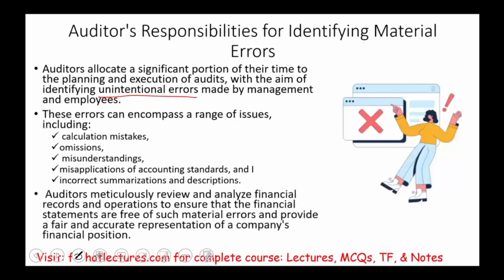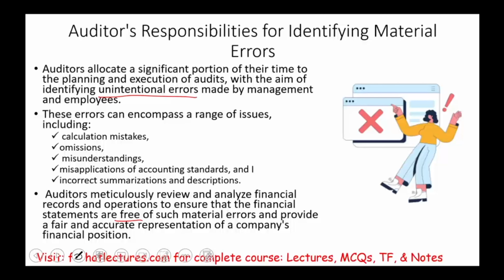Now, auditors review and analyze financial statements and operations to ensure that the financial statements are free from such errors and provide a fair and accurate presentation of the company's financial position. So what's their responsibility? To find those errors. Are they going to give absolute assurance? No. Any guarantees? No. Reasonable assurance to find errors.